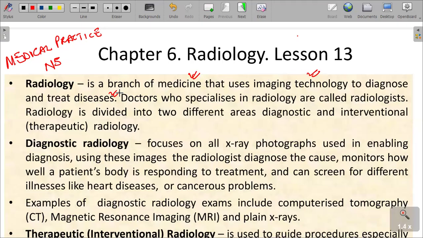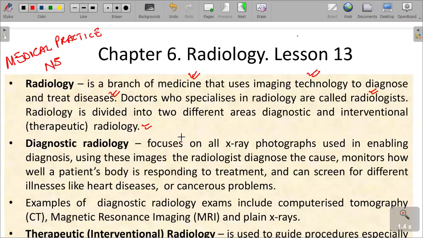Doctors who specialize in radiology are called radiologists. Radiology is actually a branch of medicine, but the specialists, the doctors who are working within that specialty, are called radiologists. It is divided into two different areas, diagnostic and interventional therapeutic radiology.